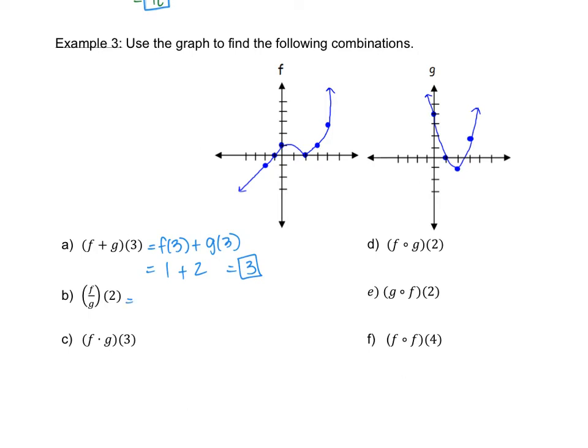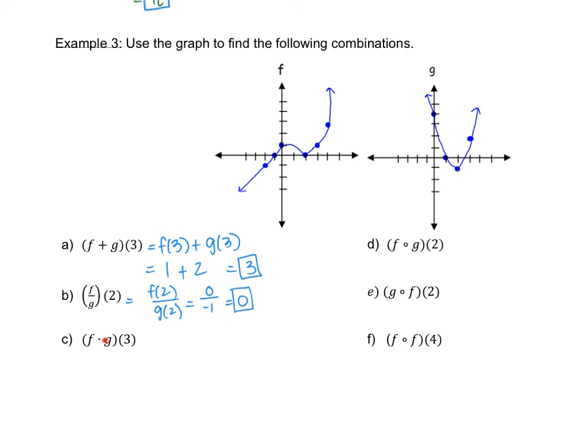So this one here is f of 2 divided by g of 2. If you find f of 2 first, which is right here, notice that the y value is 0 since it's lying on the x-axis. So I have 0 for f. G of 2 is at negative 1. But if you have 0 on the top and you divide, the whole answer will end up being 0.